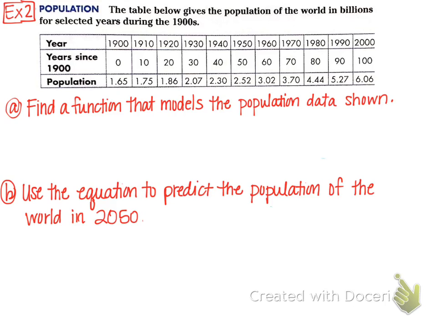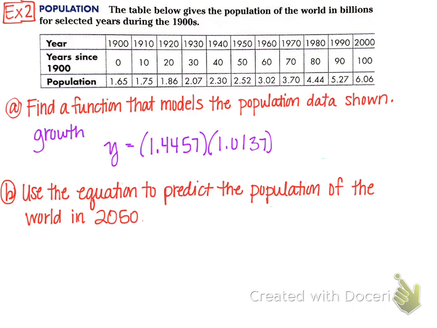So when you press stat, you go over to calc this time, and you go to 0, ExpReg, exponential regression. Press enter, and then press enter until your model pops up on your screen. So we have exponential growth, and our model is y is equal to 1.4457 times 1.0137 to the x power.